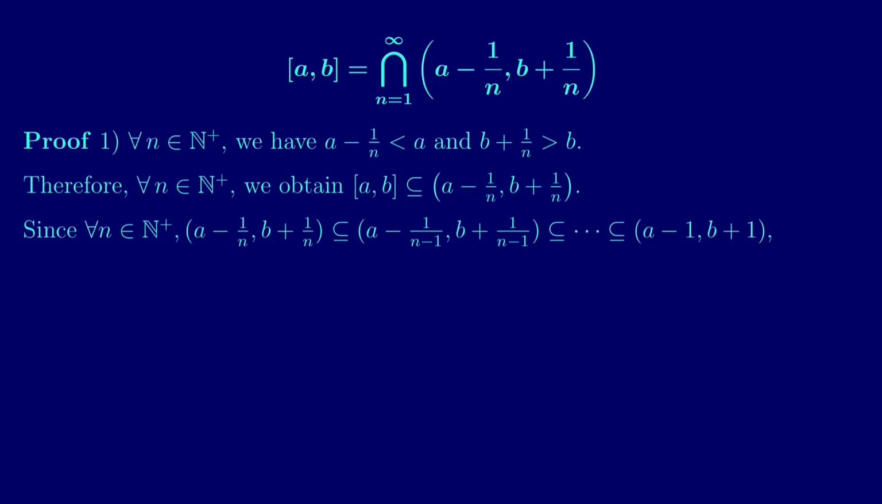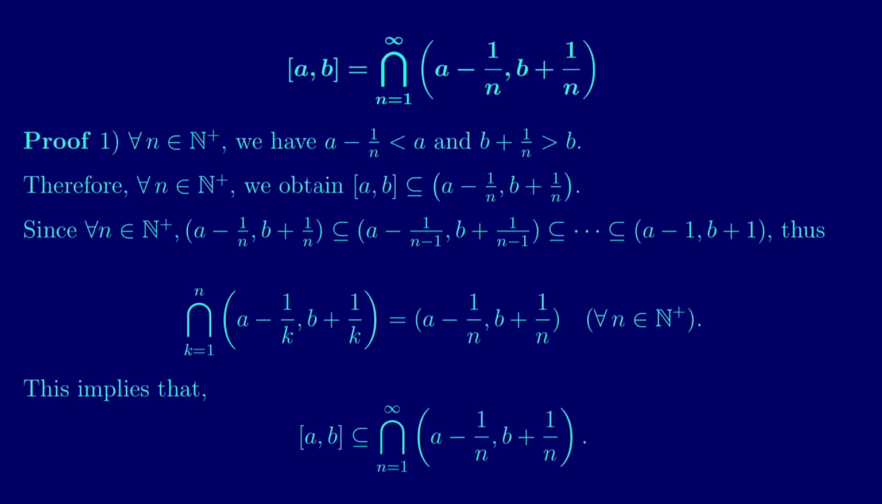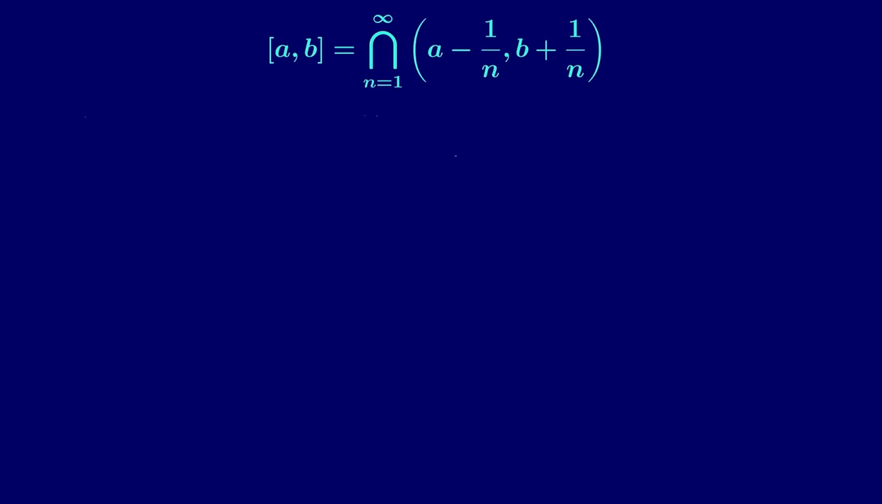This implies that the intersection of all these kinds of open intervals, k from 1 to any given n, equals the open interval (a minus 1 over n, b plus 1 over n). Voila, this proves that the interval [a, b] is indeed a subset of the intersection of these open sets. Let's move on to the second part.